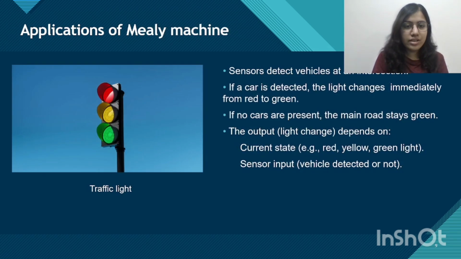For Mealy machine, we'll take the example of a traffic light, as a traffic light has sensors and it can detect vehicles at an intersection. So if it is red, all the cars stop, and if the traffic light is green, all the cars can go. So here the output depends upon two things, that is the current state, red, yellow or green light, and the sensor input, whether the vehicles are detected or not. So it is an example of a Mealy machine.